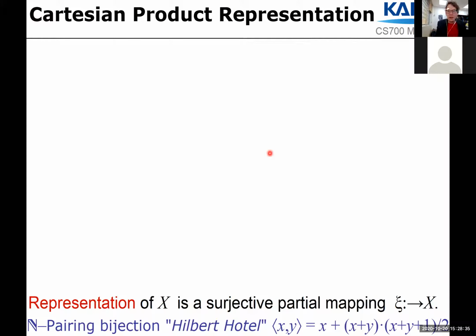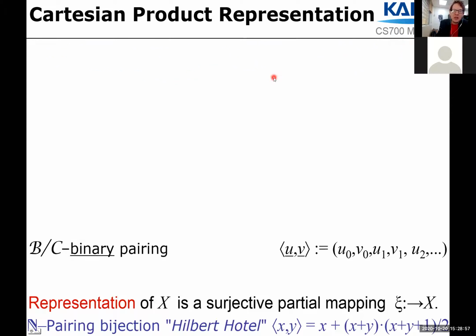Okay, let's now play around a little bit with representations. Namely, if we have representations for spaces, how about the Cartesian product of the space and the Cartesian product of the representation? Yes, so indeed, it is true.